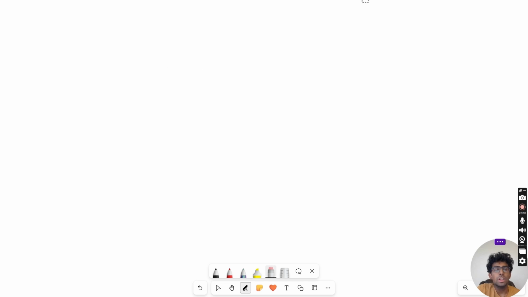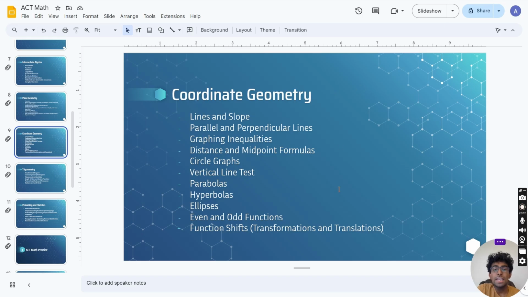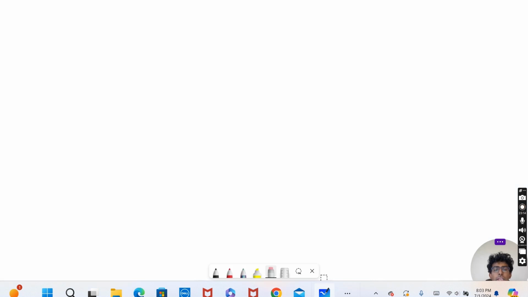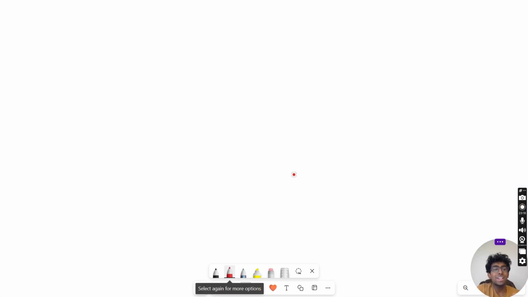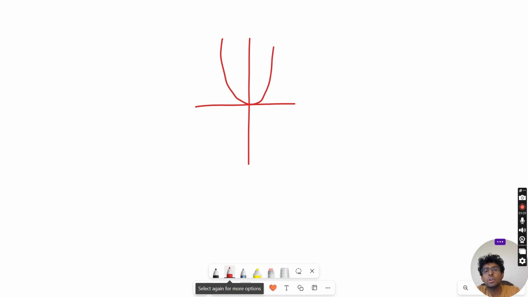Okay, moving on to even and odd functions. The major thing to know is just what is the difference between them. Even functions are functions that can be reflected over the y-axis. For example, our good old y equals x squared is going to be an even function. You can reflect this over and you'll get the same thing.